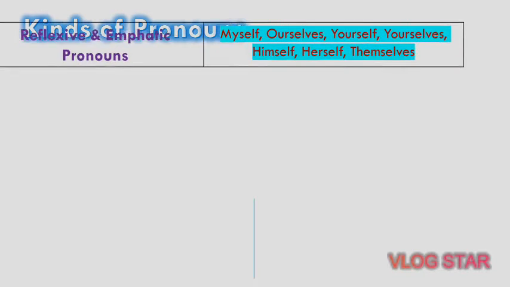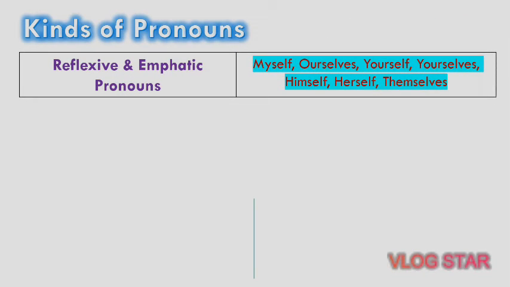The next one we have here, the reflexive and emphatic pronouns, and this is one of the important sections under the category of pronouns we have to learn. So this is reflexive or emphatic pronouns. They are basically the self pronouns, and they are myself, ourselves, yourselves, himself, herself, and themselves. So these are basically the self pronouns. They are called reflexive and emphatic pronouns.